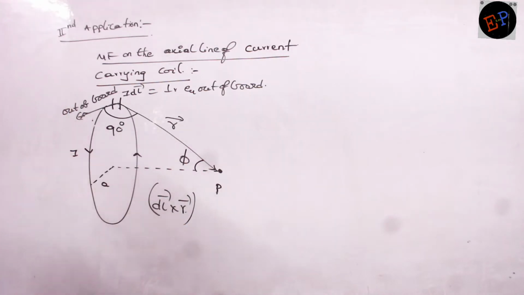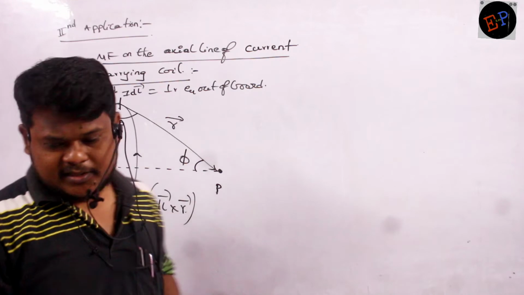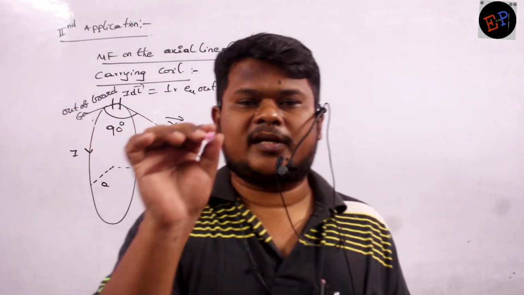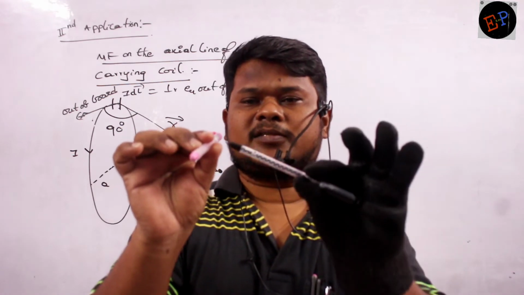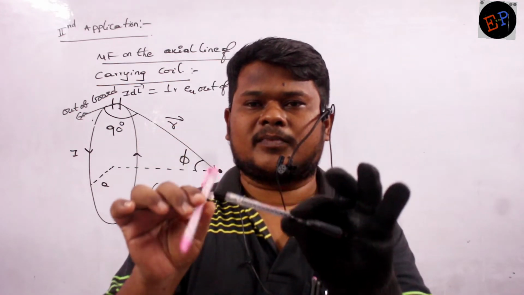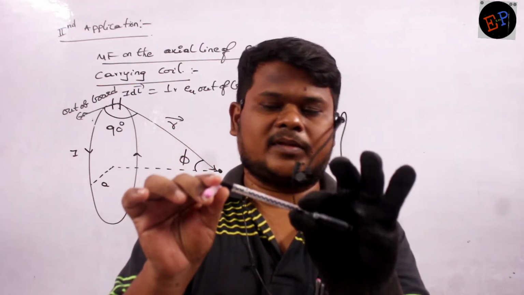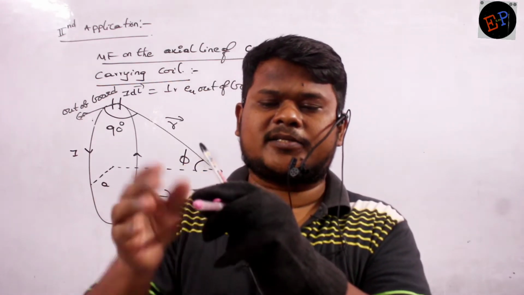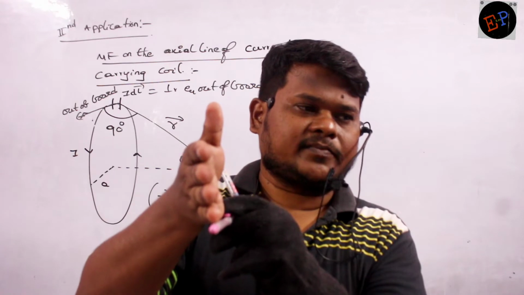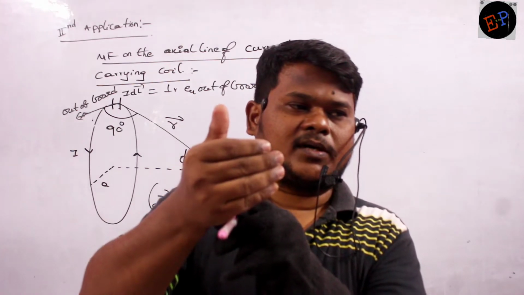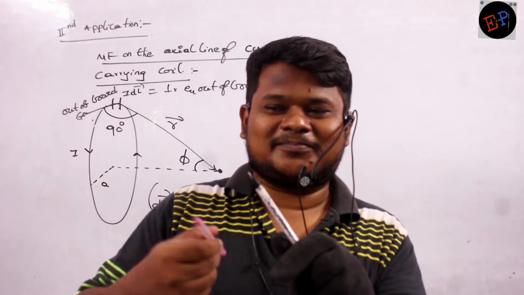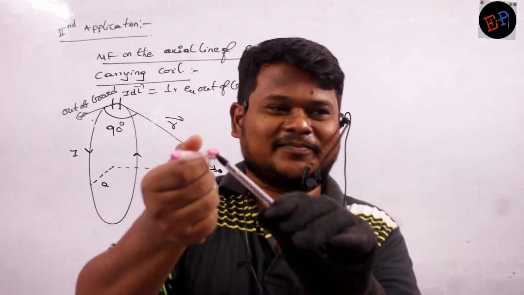Already we studied, no? So what is the direction of dl dash? dl dash is in this direction, and this is my direction of R dash. Are you able to understand me? Exactly 90. Okay. So where do I have to place my right hand? Place your right hand on dl dash and curl towards R dash. But R dash is not here; R dash is here.